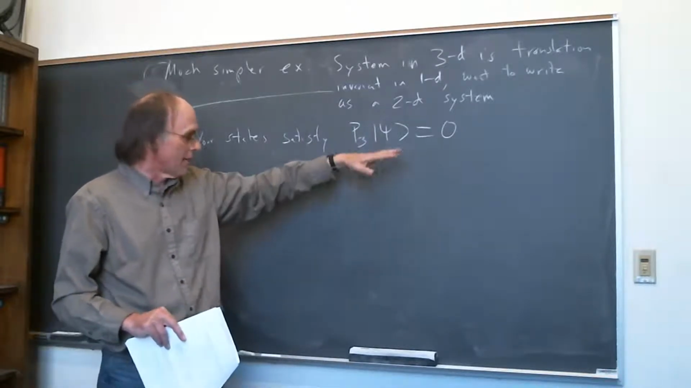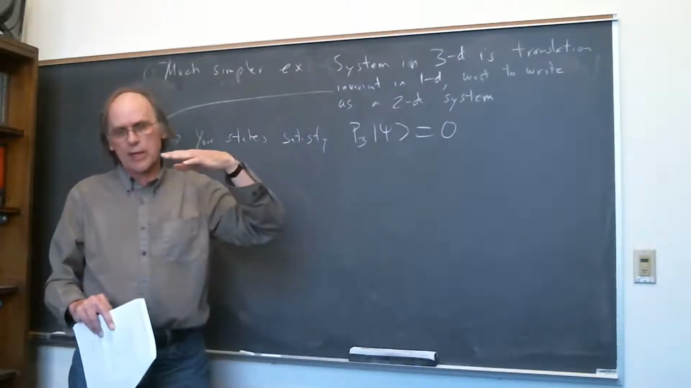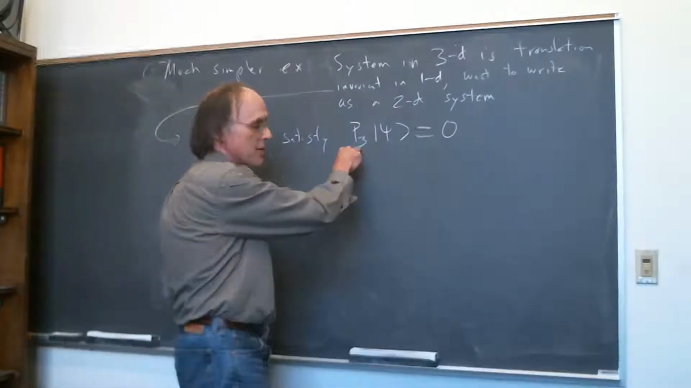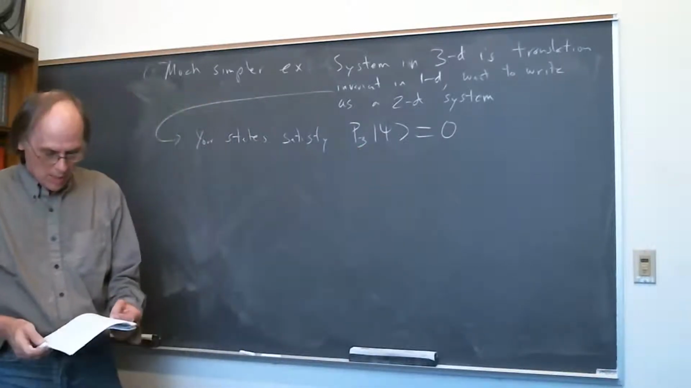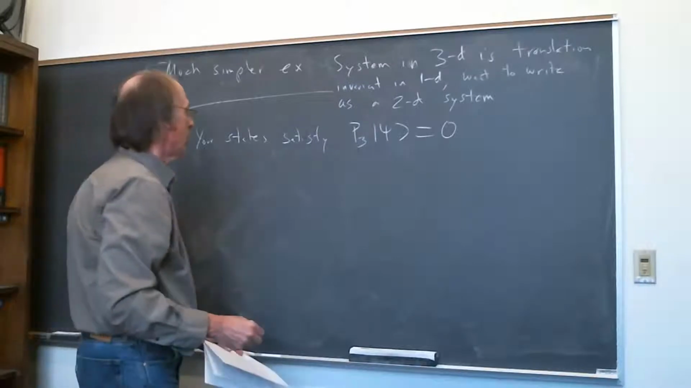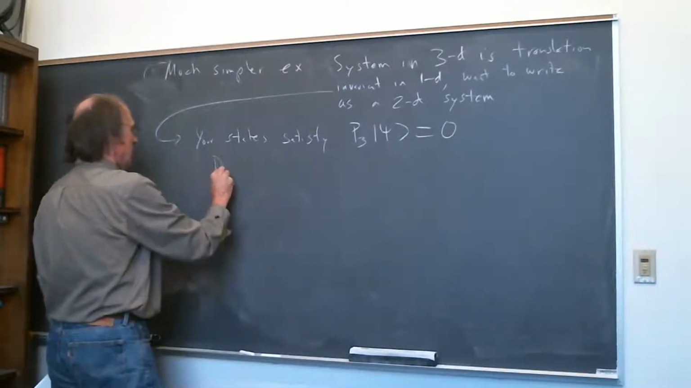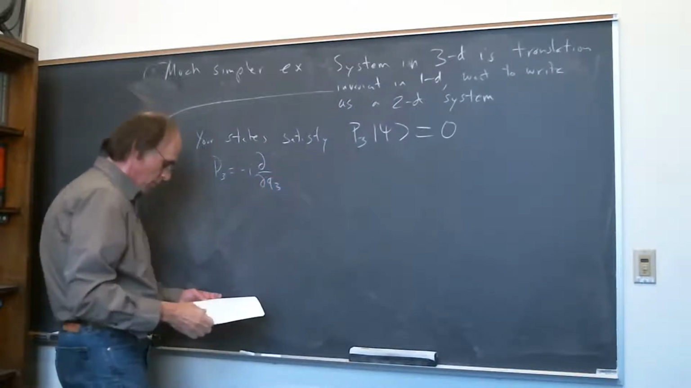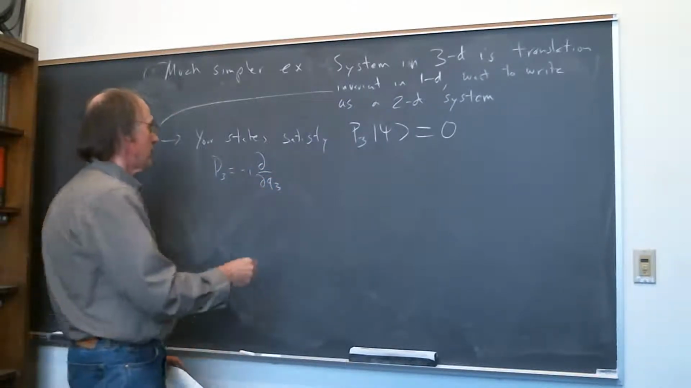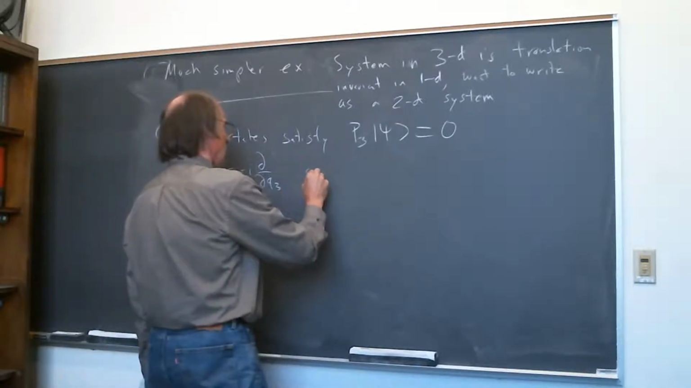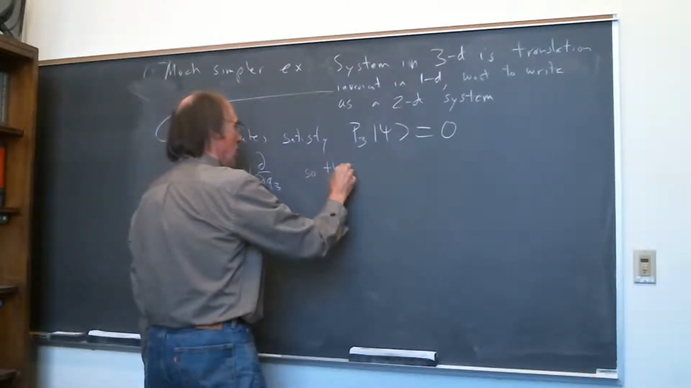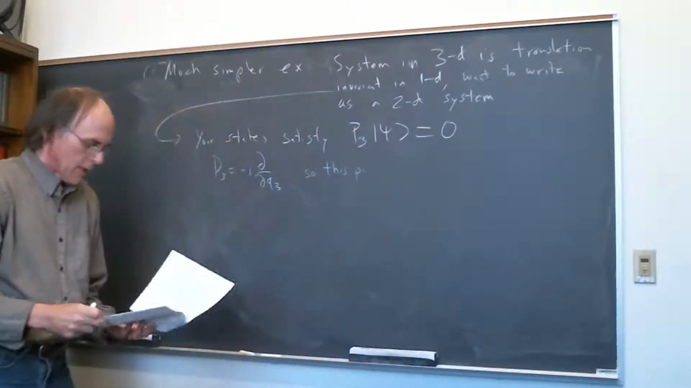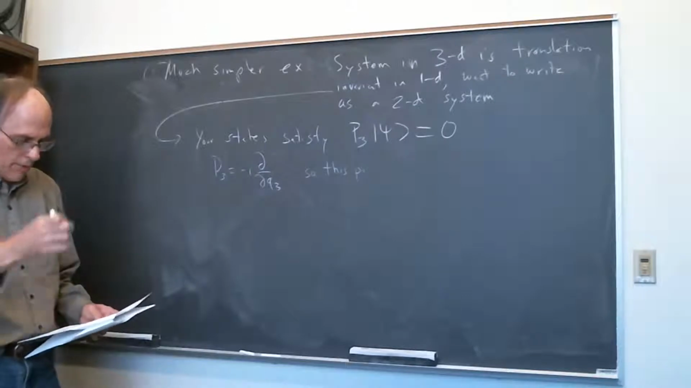So the analog of imposing Gauss's law as a condition on states would be to impose this condition. Remember that P3 is just minus i d Q3. So we're looking at, so this picks out, let's see.